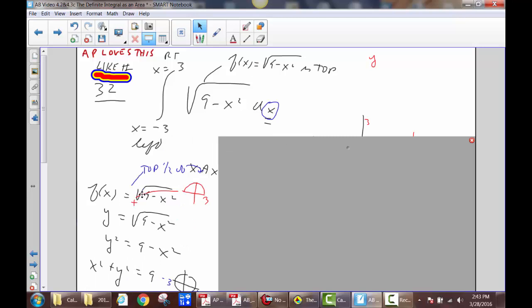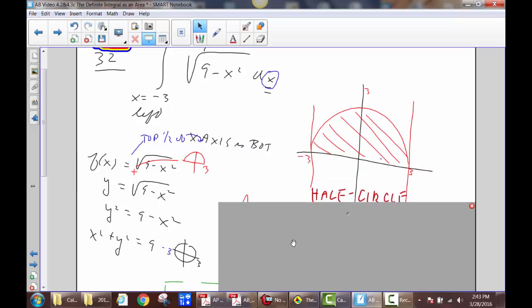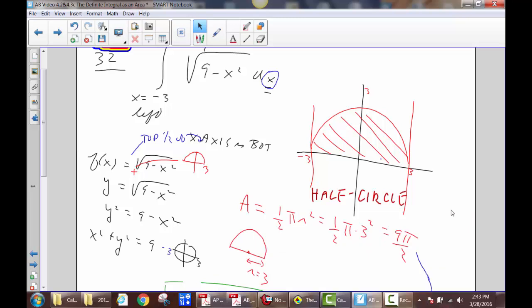When you take f of x equals the square root of 9 minus x squared, if you square both sides and bring the x squared to the left, you'll notice it's a circle, center origin, radius 3. But because it was f of x equals the positive square root of, it's only the top portion where the y's are positive. So it's a semicircle. You can easily tell the radius is 3, and you can find the area of a semicircle by taking 1/2 pi r squared.